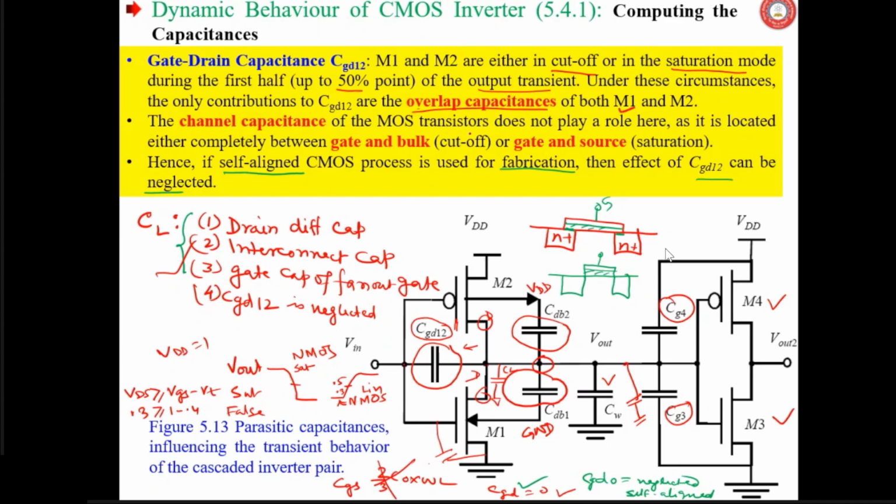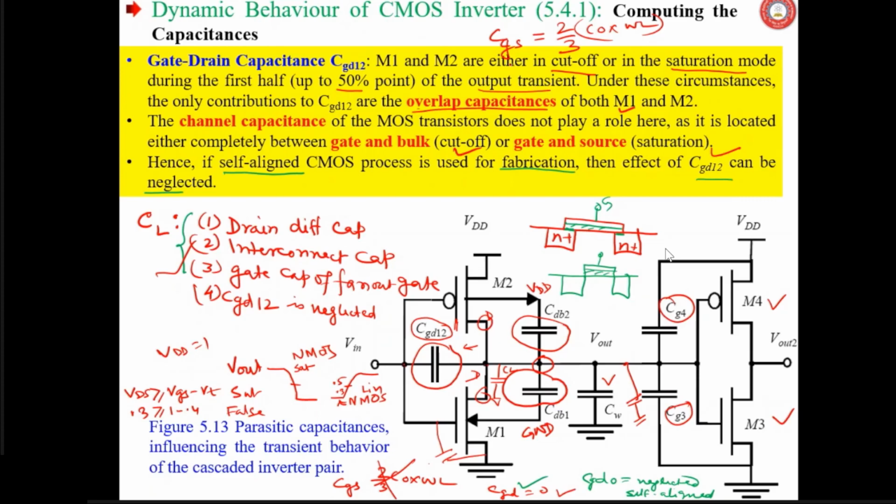The channel capacitance of the MOS transistor does not play a role here as it is located either completely between gate and bulk in the cutoff region, or gate and source in the saturation region. In the saturation region, we have seen what the capacitance is. CGS equals 2/3 of, say, COX into WL, something like that. Out of the total capacitance, it is 2/3.